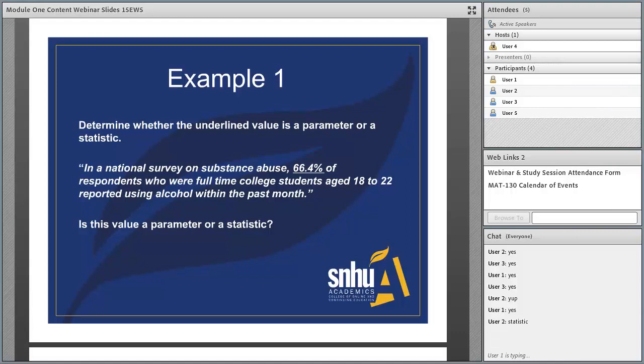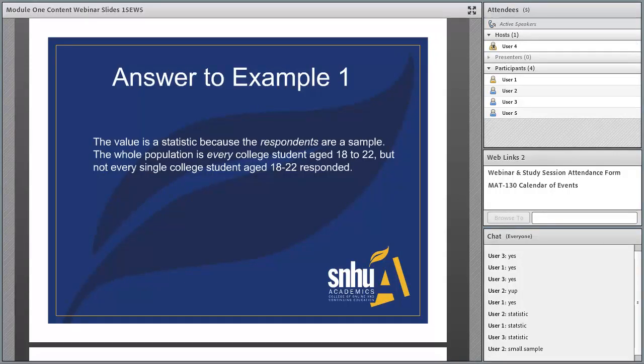Good. It's a statistic. Okay, so that's exactly right. So the value is a statistic because the respondents are a sample. The whole population is every single college student aged 18 to 22, but not every single college student aged 18 to 22 responded. So we're using this sample to infer what's going on with the whole population, but we didn't actually measure the entire population.